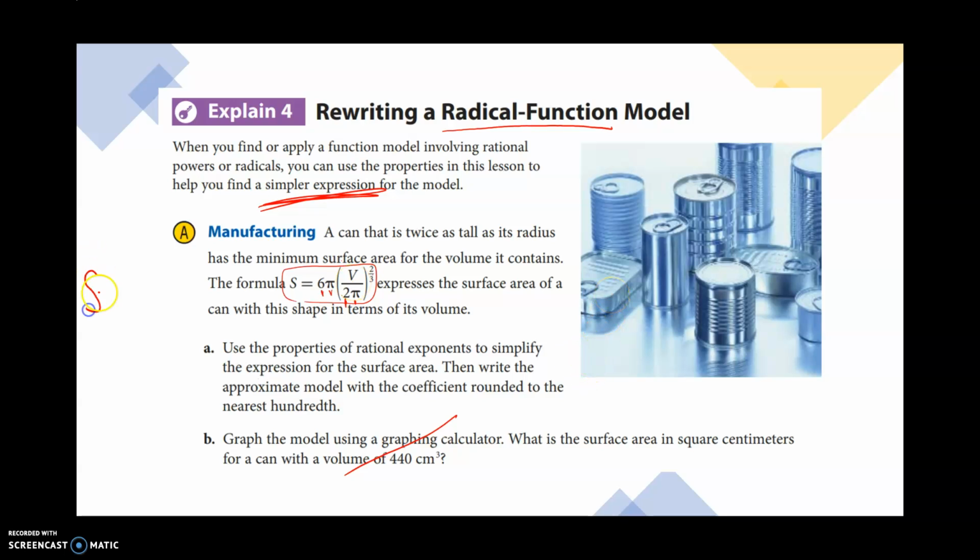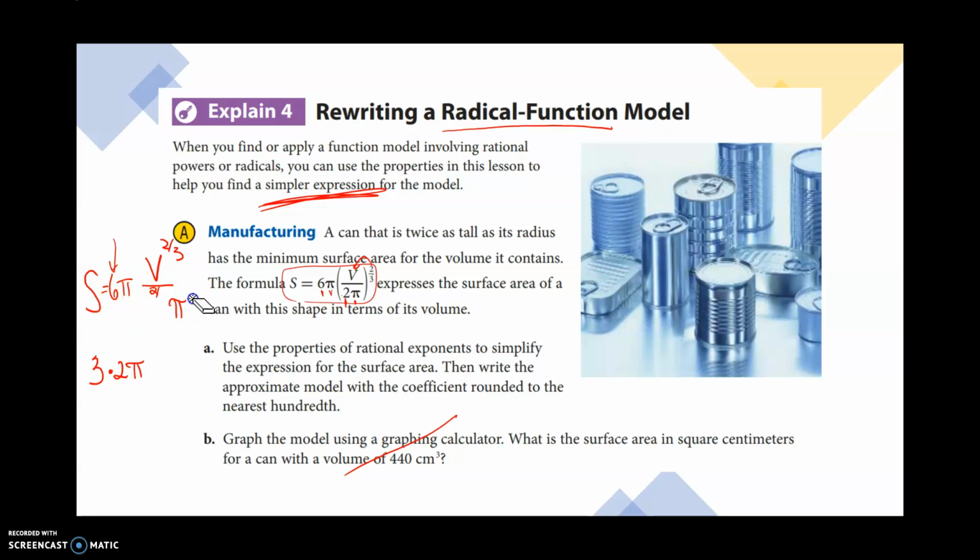Equals 6 pi. And then I'm applying this 2/3 to everything in here: V to the 2/3, 2 to the 2/3, pi to the 2/3. Right? I'm applying it to everything. Now, let's see. Notice that I have 6 pi here. I can write 6 as 3 times 2, can I? And then I have a pi.